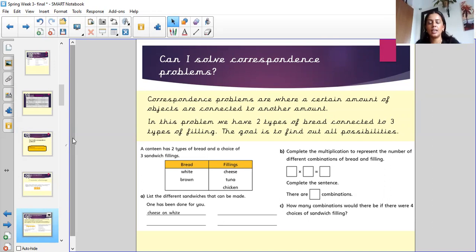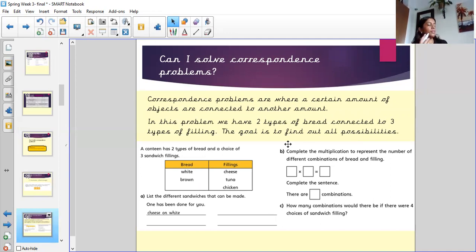So it says underneath, A, list the different sandwiches that can be made. One has been done for you. So you could have many different combinations of sandwiches. So you could have cheese on white bread. You could have cheese on brown bread. You could have tuna on white bread, tuna on brown bread. You could have chicken on white bread, chicken on brown. So your choices could vary. And let me just show you what I mean in a much more clearer way.